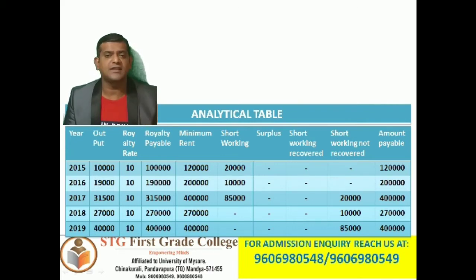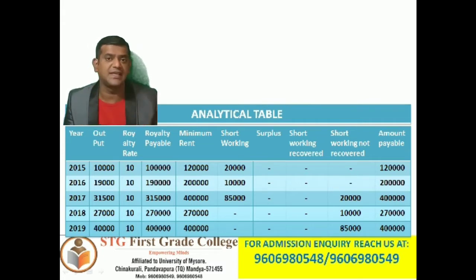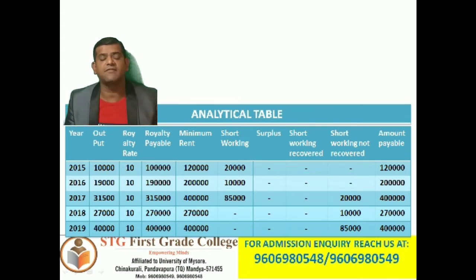So now let us do the analytical part of the information provided in the problem. Let us take the first year which has been given, that is the year 2015. So what is the output? How many tons have we produced in the year 2015, as given in the problem?